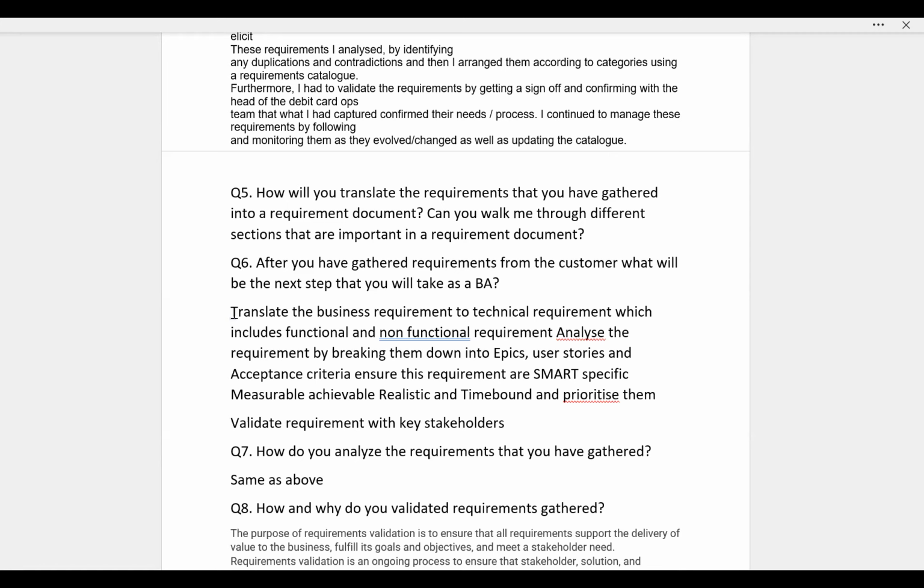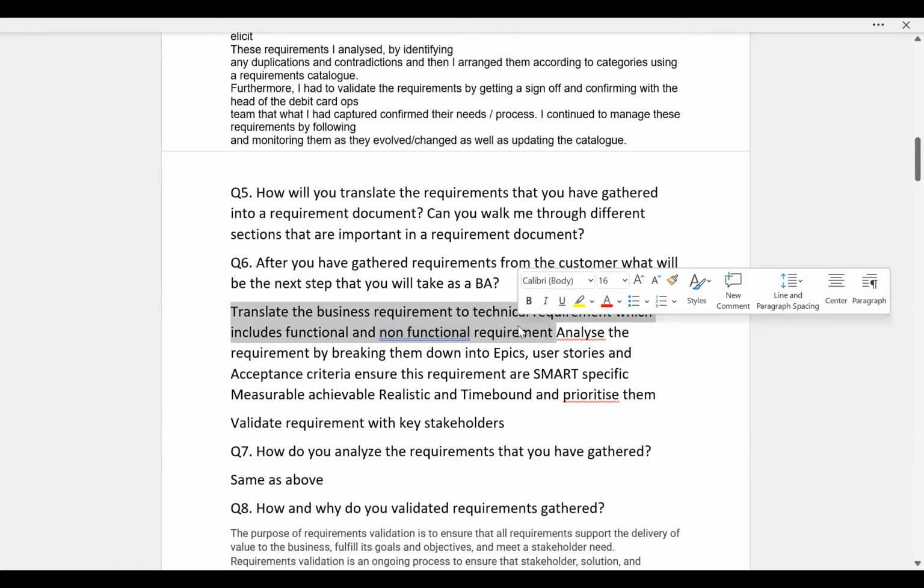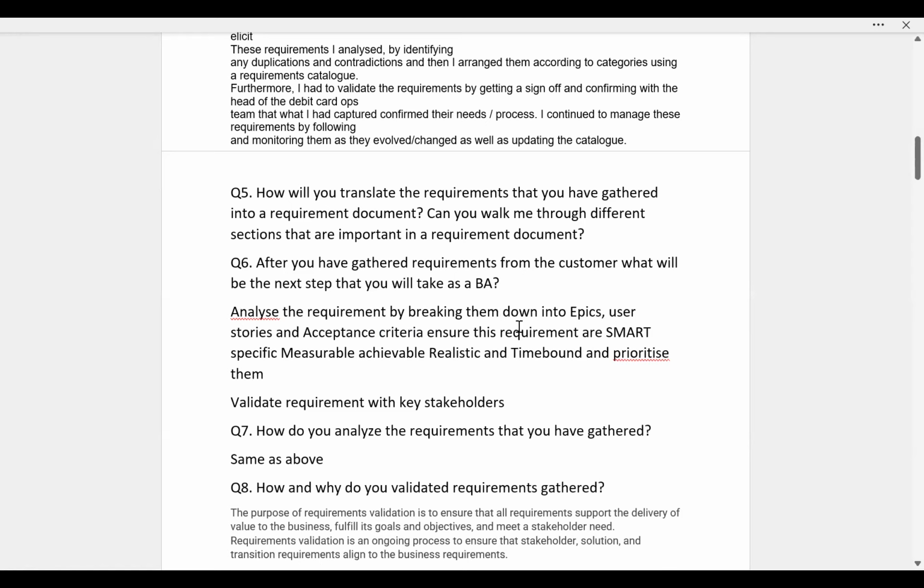That makes sense. Not breaking down into epics and user stories. So when does breaking down into epics and user stories come in? After you have validated your requirements, when you create the product backlog, then at that time you write down epics and user stories. But before that, analysis and validation. That's fine. All right.